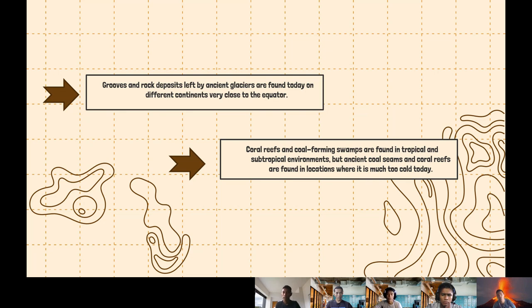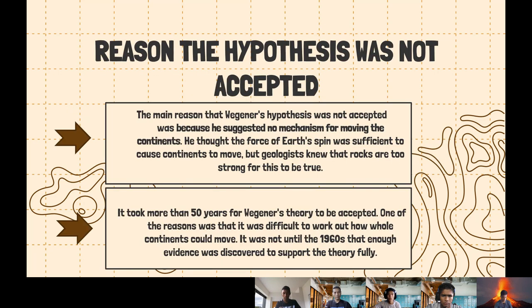And the last evidence is coral reef and coal forming swamps are found in tropical and subtropical environment, but ancient coal seams and coral reef are found in locations which are much too cold today. Wegener suggested that these creatures were alive in warm climate zones and that the fossils and coal later had drifted to new locations on the continent. Next, I pass to Muhammad Putra.